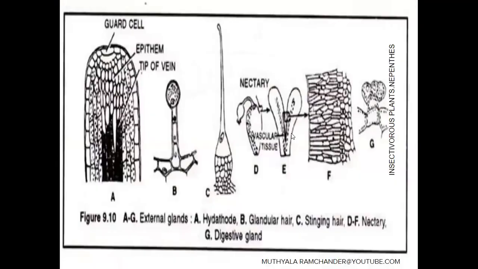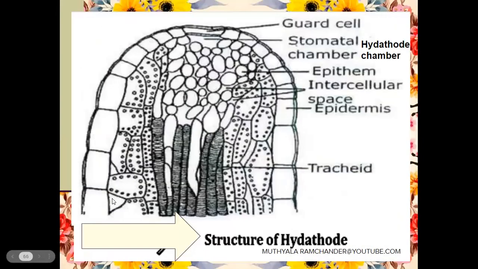These are the glands. First, the A diagram belongs to hydathode. The B diagram belongs to glandular hair. The C diagram belongs to stinging hair. The D, E, and F diagrams belong to nectary glands. And the G diagram belongs to digestive glands. Let's discuss the A diagram, hydathode.